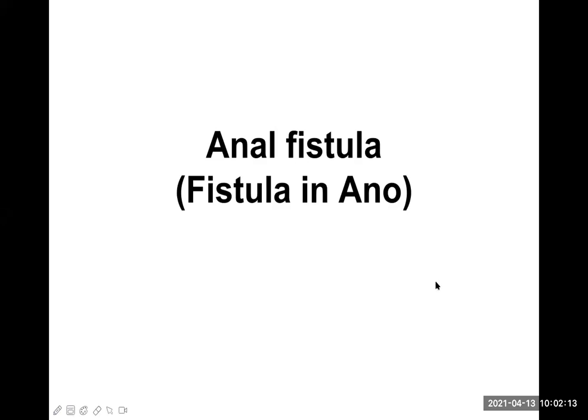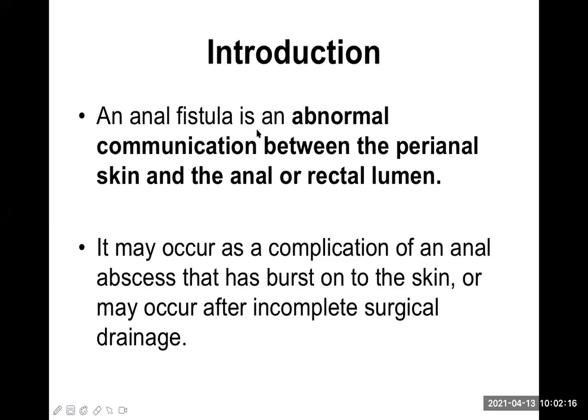Okay, so let's start the topic. Anal fistula is an abnormal communication between the perianal skin and the anal or rectal lumen. Sometimes the opening is even higher up in the rectum, but usually it is in the anal canal lumen, and the outer is on the perianal skin. It may occur as a complication of an anal abscess that has burst onto the skin, or it may occur after incomplete surgical drainage of the abscess.